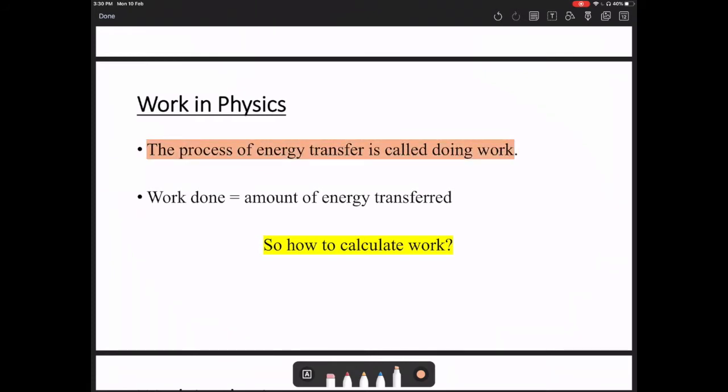Work is a new quantity in physics. Work done equals the amount of energy transferred. Let me give you one example. If I push a box and the box moves, we can say I've done work to the box. Since work done equals the amount of energy transferred, that means I have transferred my energy to the box. But how could I know what is the amount of energy being transferred? We can calculate the work done.